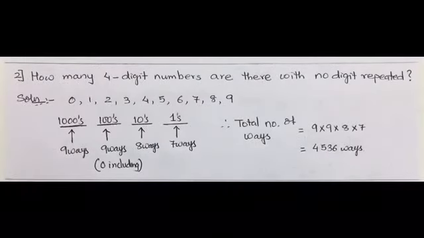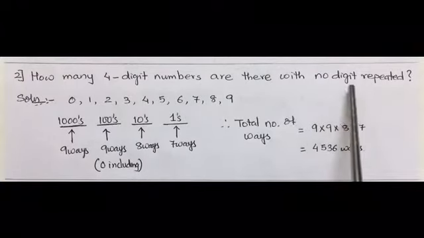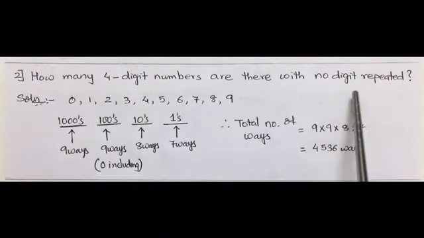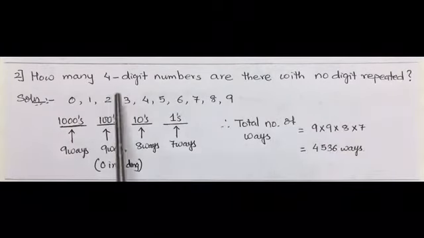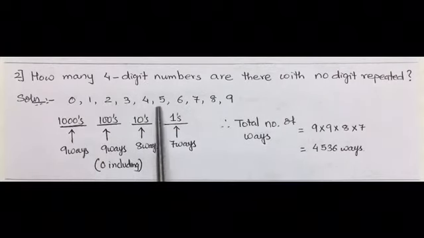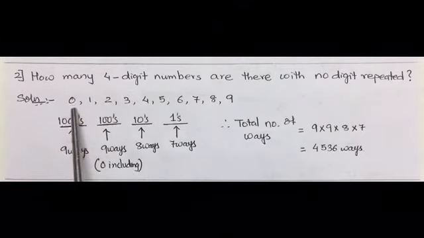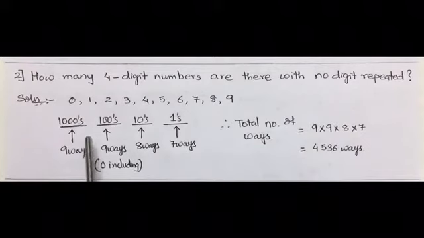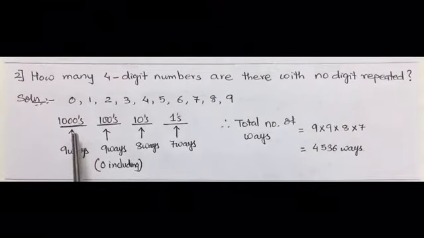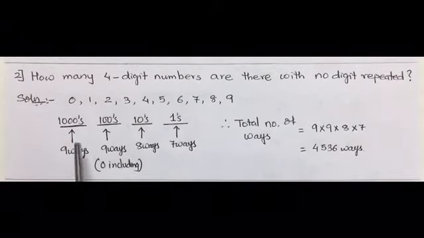Question number 2 is how many 4-digit numbers are there with no digit repeated? Here also none of the digits are repeated. Now if we want to make 4-digit numbers, then we have total 10 objects including 0. 0 also we have to take to make a 4-digit number. Now here the fundamental principle of counting will be easier. So taking up that method, we have made here 4 places.